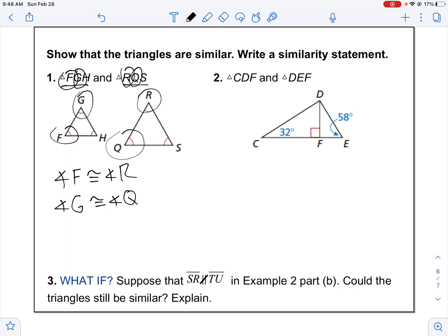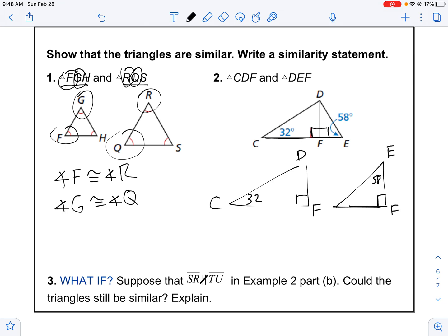All right, well, some things I know. This is a straight line, so it has to equal 180. If this is 90, that means the other half has to be 90. And I like to break these pictures apart and then rearrange so that they're facing the same way. So this is F, 58, and E, and D.